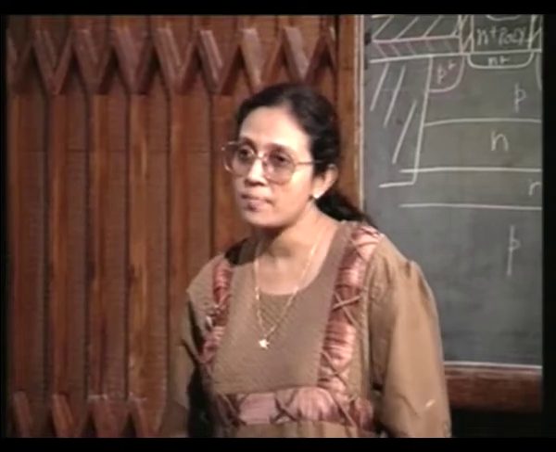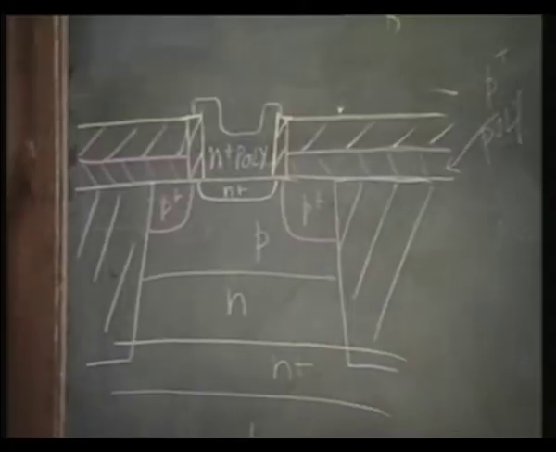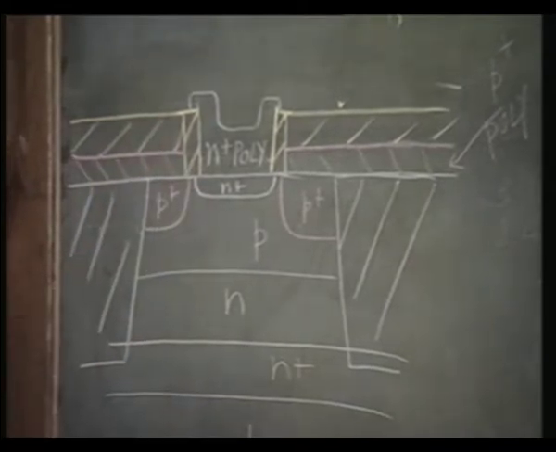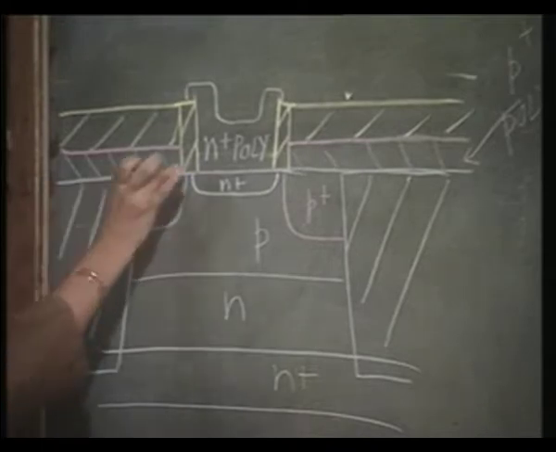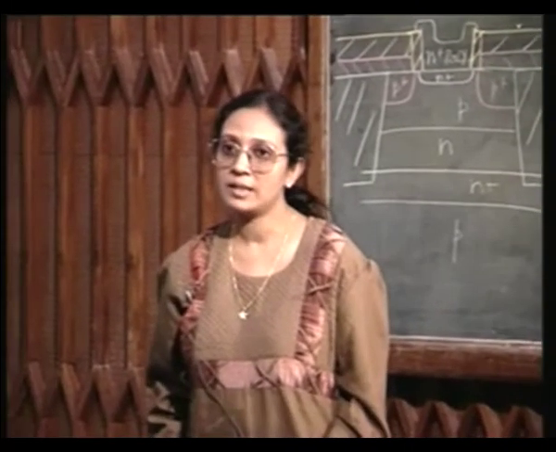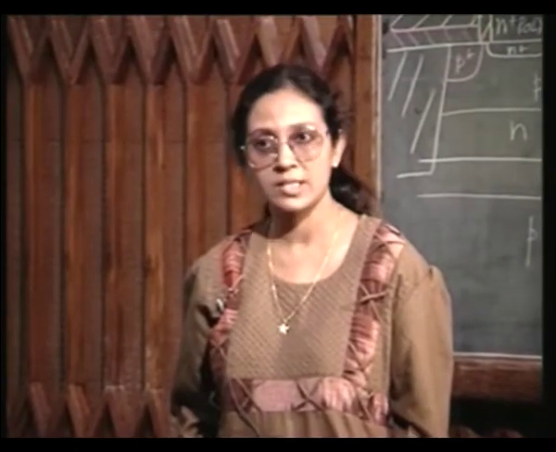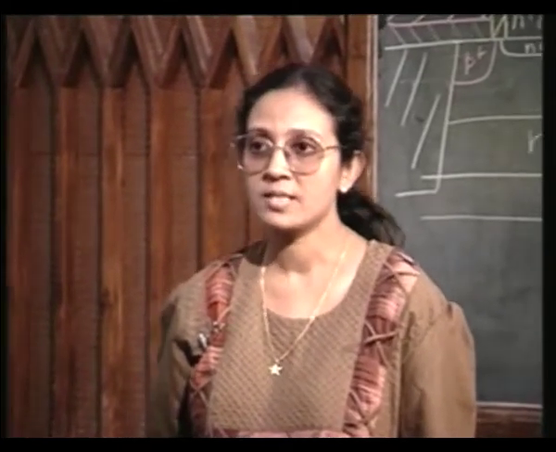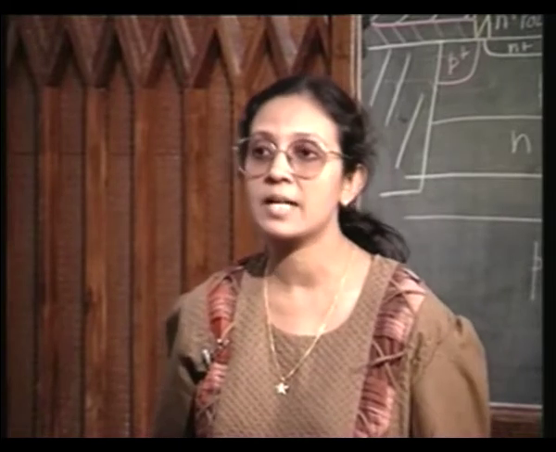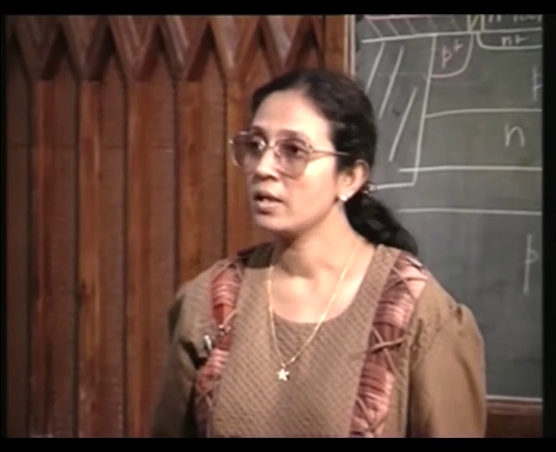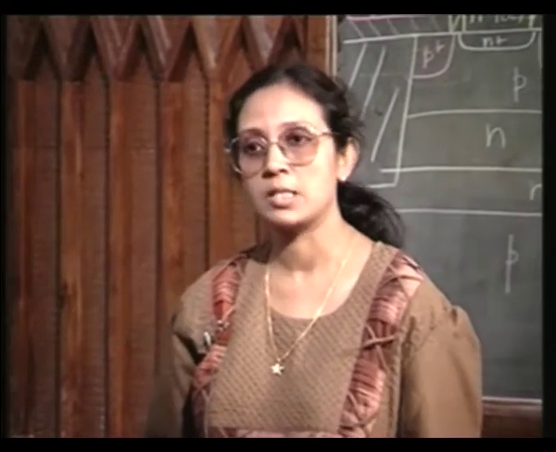The crucial step in this self-aligned technology is realization of this spacer. This spacer must be thick enough, wide enough so as to separate the emitter and the extrinsic base. At the same time, it should not be too wide, in that case you are going to have an increase in the base resistance. So, you have to control the width of this spacer layer, the spacer sidewall, very accurately. That is the most critical step.